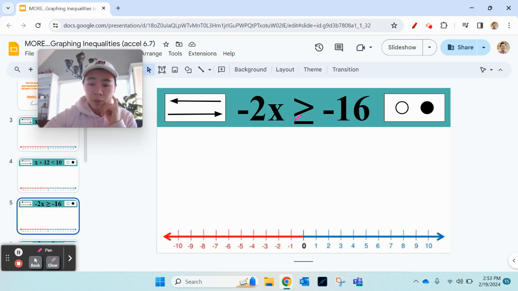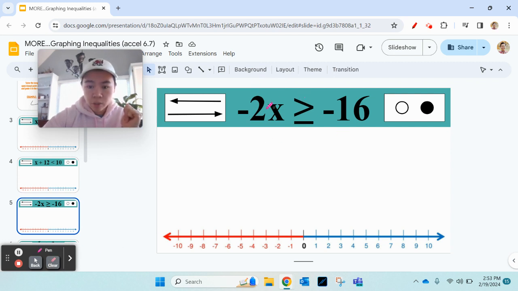Negative 2x is greater than or equal to negative 16. Remember, when you see something side by side like this, that is multiplication. When you have a variable with a coefficient, that is multiplication. So we do need to make sure and check for our rule. If you see your variable being multiplied or divided by a negative number, our sign is going to flip. So this is multiplication, and it is a negative number. It's a negative 2. So our sign is going to flip.